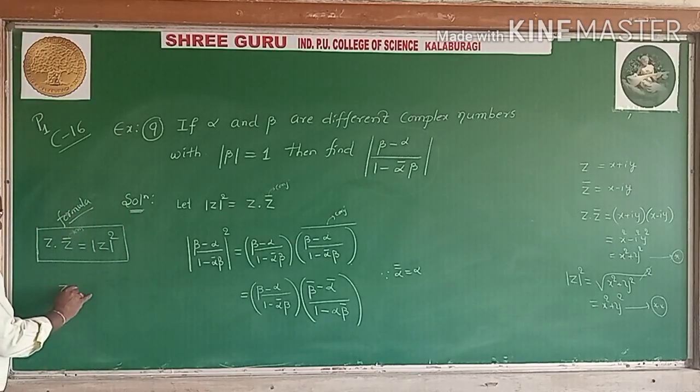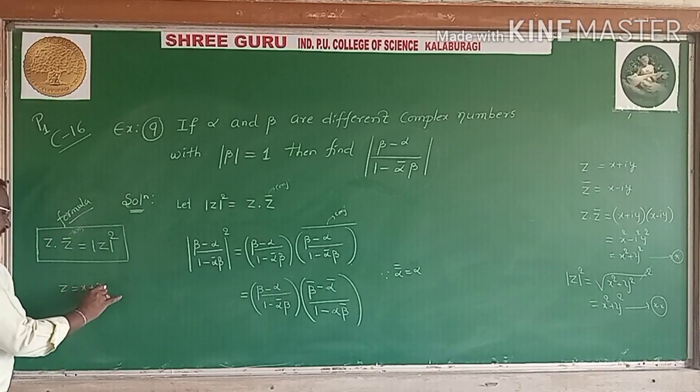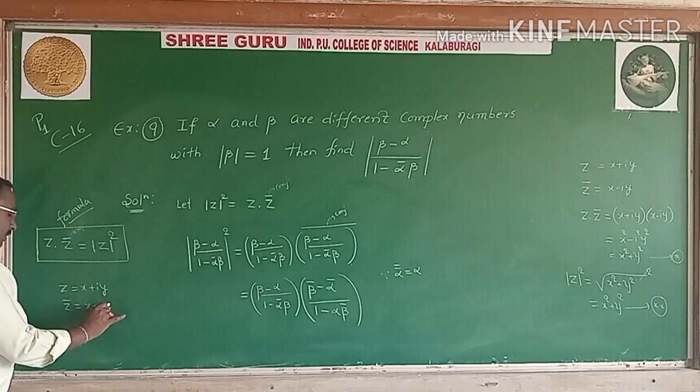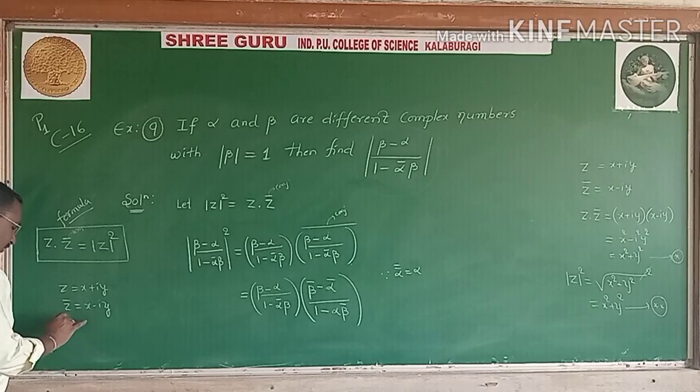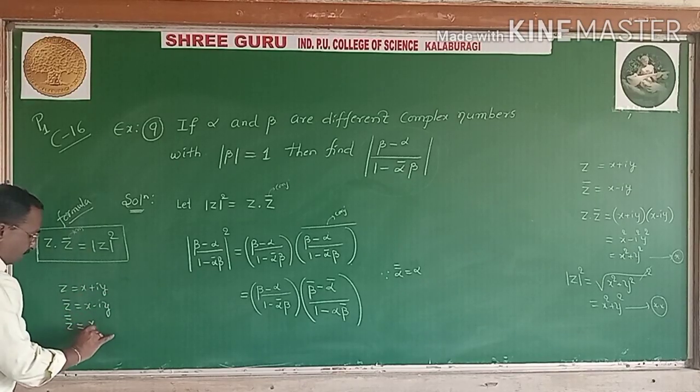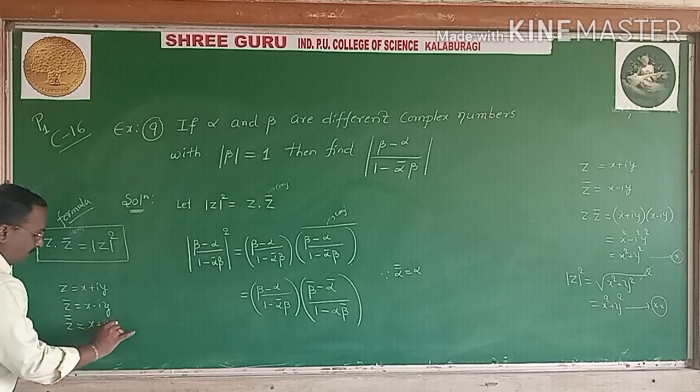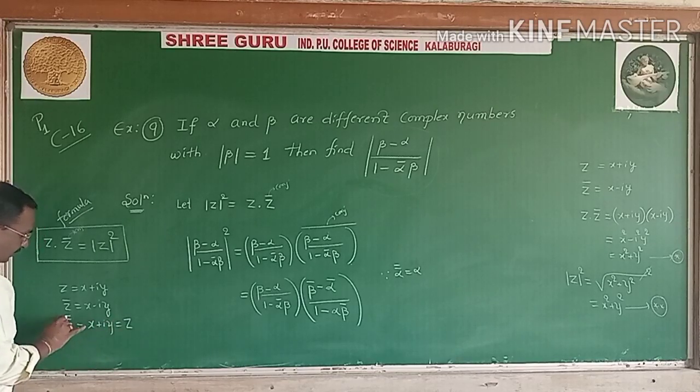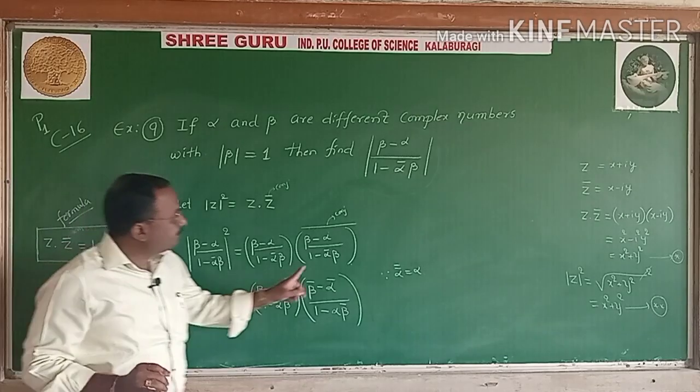Let z be a complex number x plus iy. Z bar is what? x minus iy. Z double bar is what? x minus iy becomes x plus iy. This is the complex z. Z double bar is equal to z.